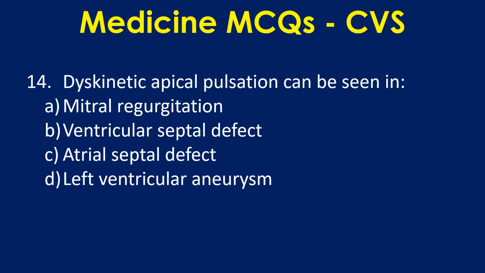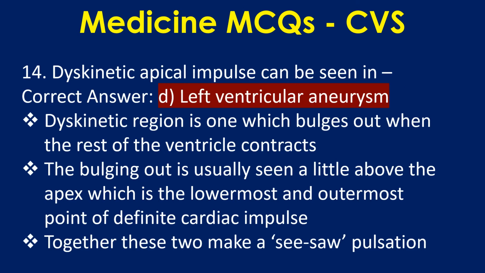Dyskinetic apical pulsation can be seen in: A. Mitral regurgitation, B. Ventricular septal defect, C. Atrial septal defect, D. Left ventricular aneurysm. Correct answer: left ventricular aneurysm.